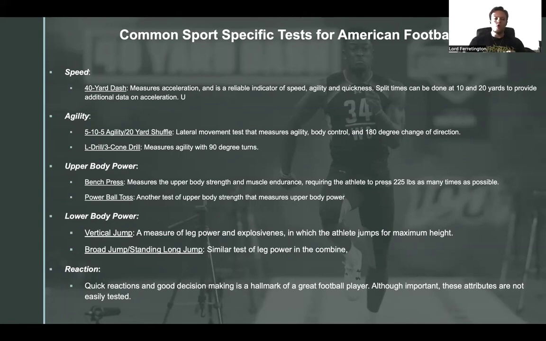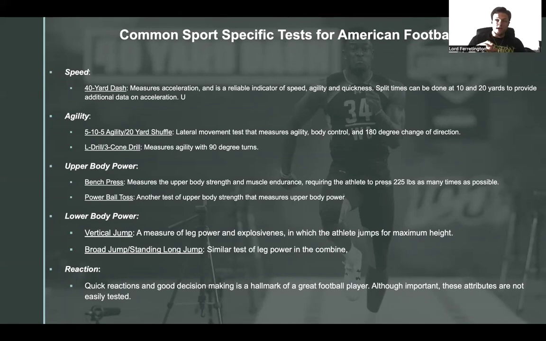Upper body power, there's two that come to mind. The bench press is the more popular one. Think of the 225 for the combine. Or you also have the power ball toss. Then you have lower body power. So once again with the combine, vertical jump. You also have the broad jump and the standing long jump.